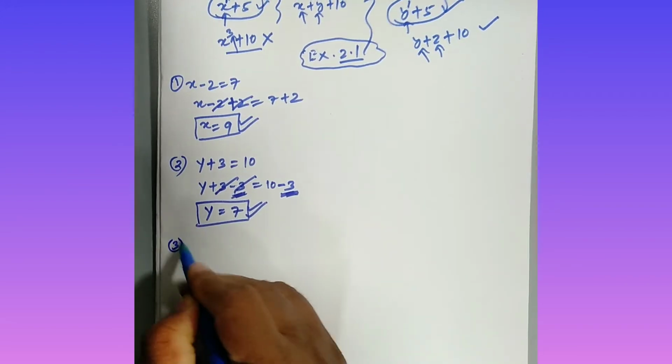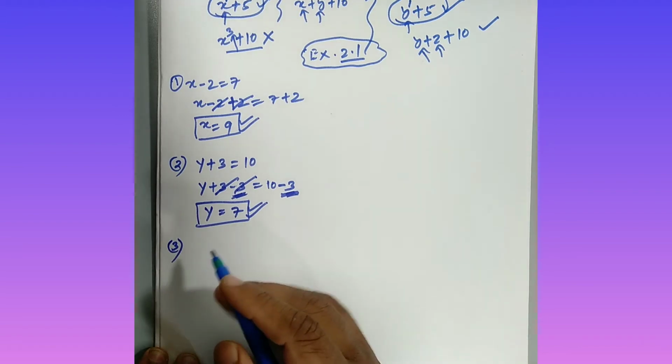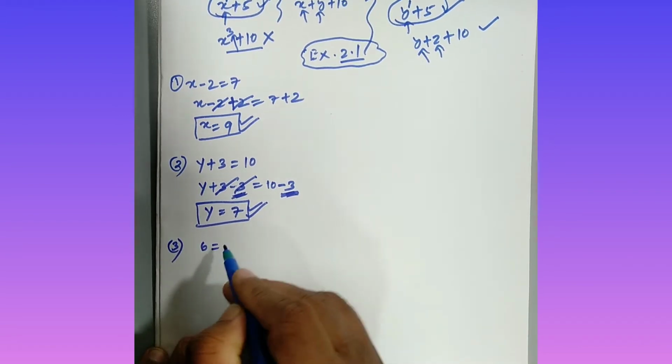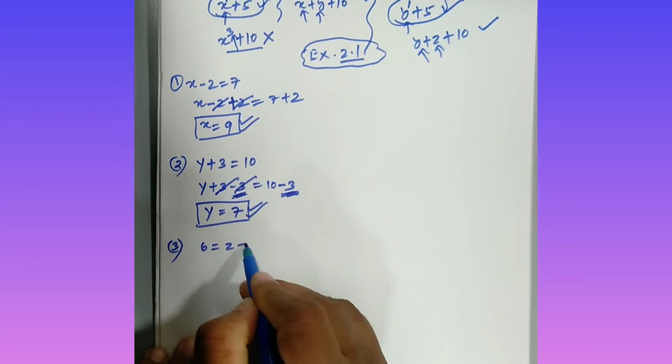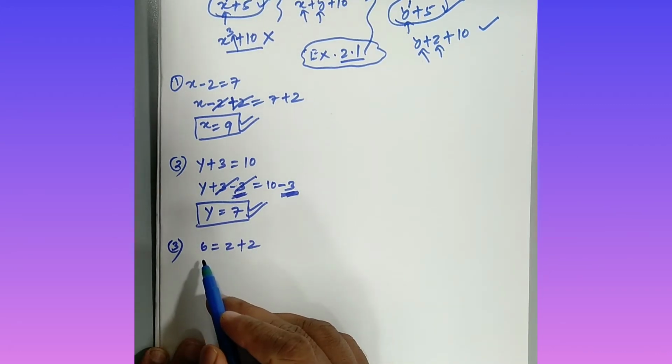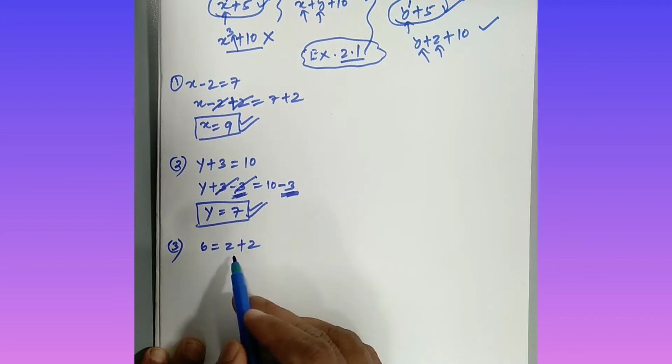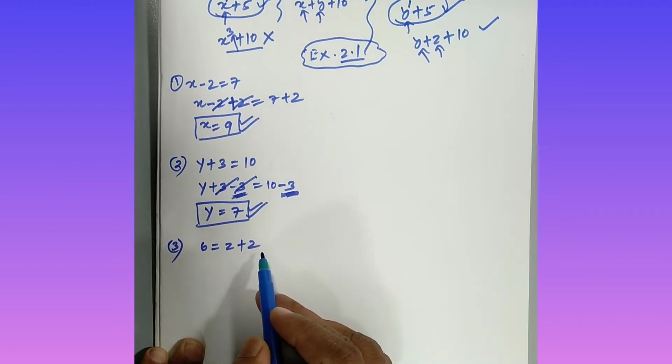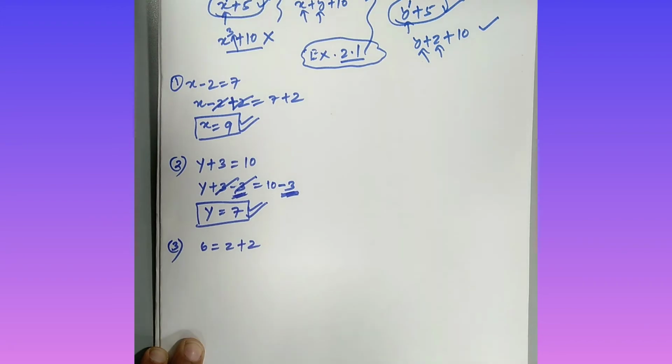Question number 3 is 6 equal to z plus 2. Look here, 6 is equal to z plus 2. So the LHS, left hand side, is 6 and the RHS, right hand side, is z plus 2. What do you have to do over here? You have to write the variable on one side.